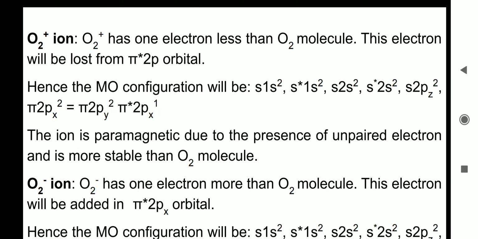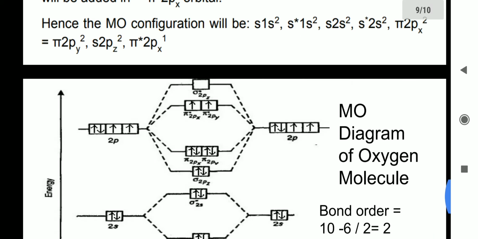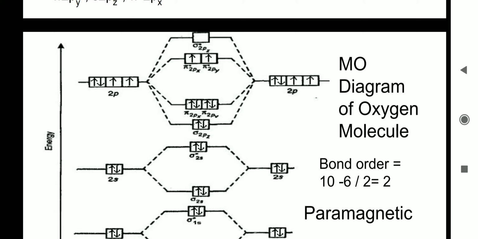Now we can calculate the bond order, we can comment on the magnetic behavior, we can talk about the bond length of the ions of oxygen in a similar fashion as that of nitrogen. The O2 plus ion will be formed by removing an electron from the oxygen molecule. Oxygen was having 16 electrons, O2 plus will have 15 electrons. The electron will be removed from which orbital? It will be removed from the highest occupied molecular orbital, and that is pi star 2py.